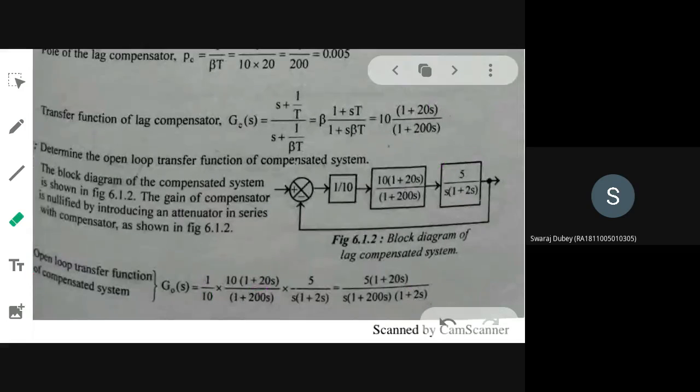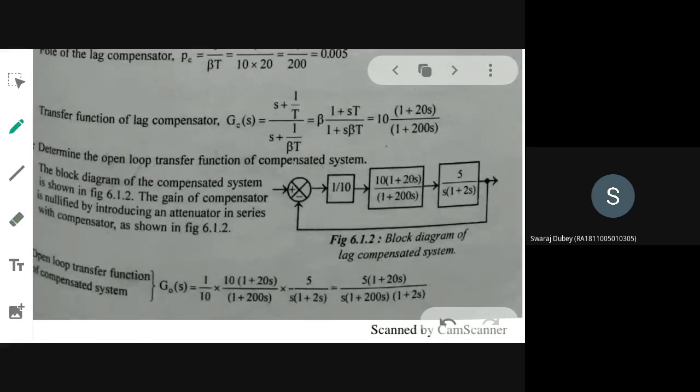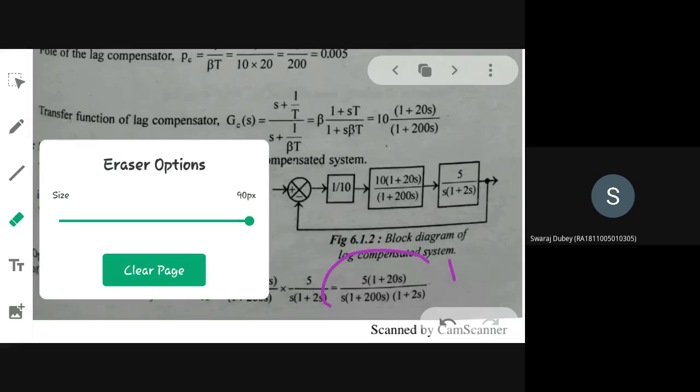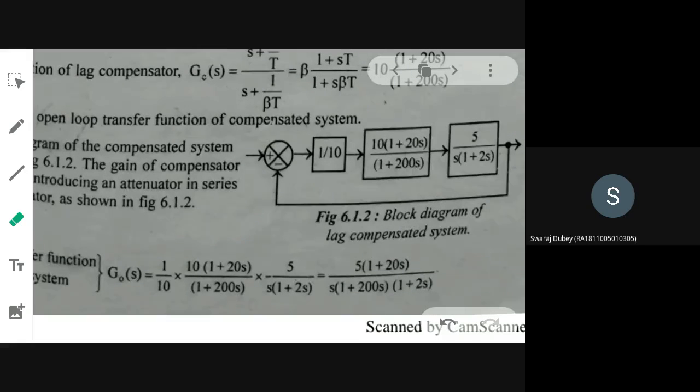So if I do that, the final OLTF is 5 into (1 plus 20s) divided by s into (1 plus 200s) into (1 plus 2s). That final formula that you can see that I am circling is your OLTF after multiplying all the three blocks and eliminating the gain factor. So this is your open loop transfer function, for which now I have to determine the phase margin.